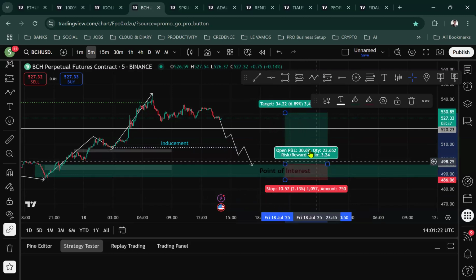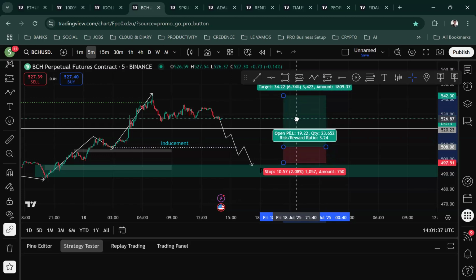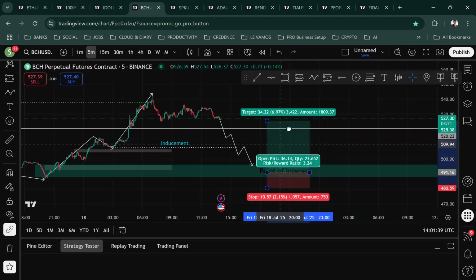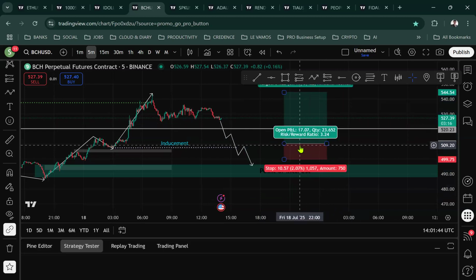So that valid zone will be the same area only, correct? The same point of interest only? It might not be exactly on that point of interest. It can be a little bit above it. It can be something like this, correct? Depends. It can be exactly on that point, or a little bit above it.